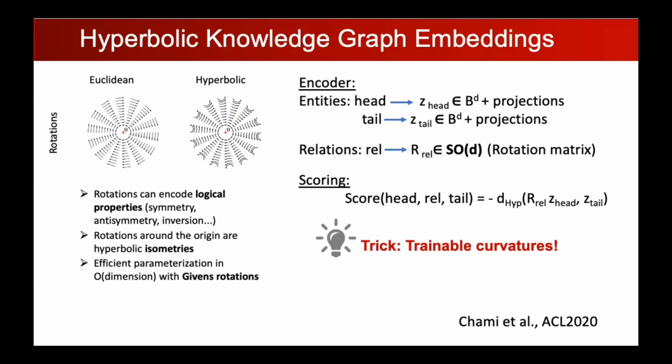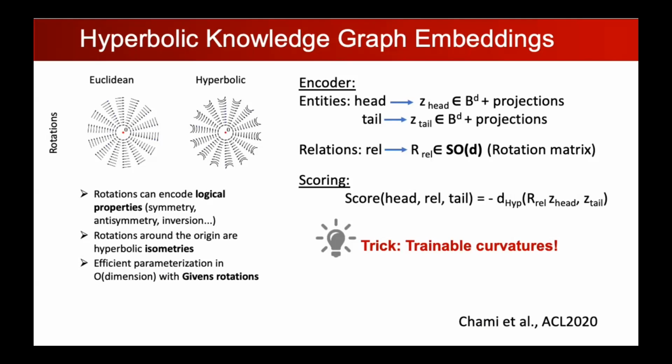And then we have a scoring function to score the triplet head, relation, tail, which is going to be measuring the hyperbolic distance between the transformation of the head entity and the tail entity. So we hope that after applying the rotation matrix to the head entity, we end up somewhere close to the tail entity. And so in summary, this approach captures both the hierarchical structure found in knowledge graphs, but also the logical patterns that we find in these graphs.